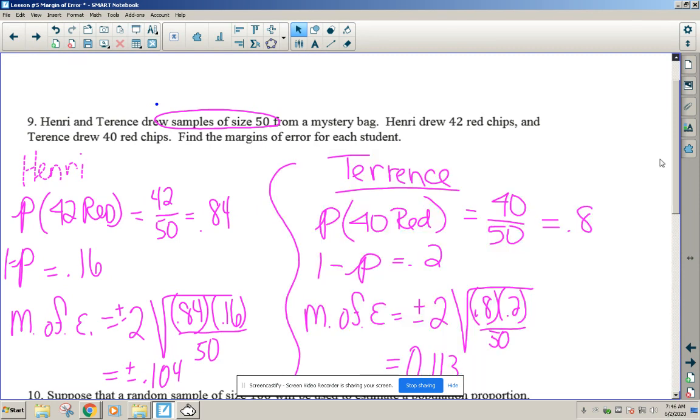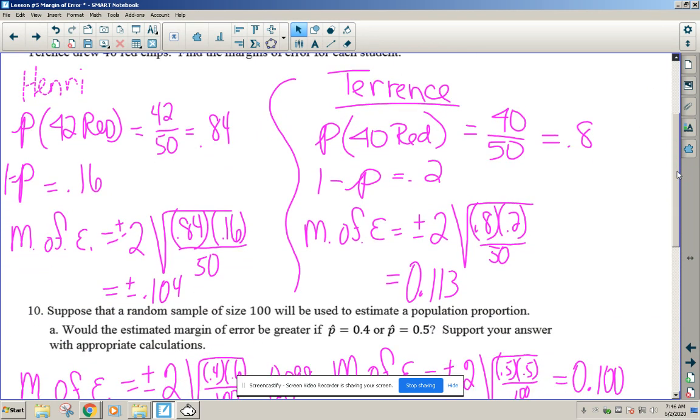Okay, welcome back. For Terrence, I got a margin of error of 0.113, and hopefully you did as well. And here's all the work in case you did it. Let's look at number 10. Suppose a random sample size of 100 will be used to estimate the population proportion. Would the estimated margin of error be greater if p hat were 0.4 or 0.5? Support your answers with calculations.